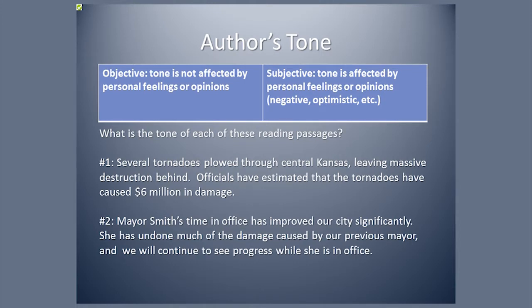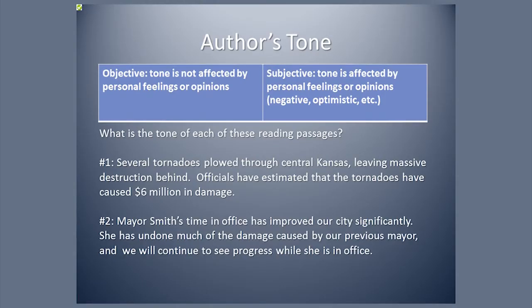The first example says, several tornadoes plowed through central Kansas, leaving massive destruction behind. Officials have estimated that the tornadoes have caused $6 million in damage. Now let's look at the second example. Mayor Smith's time in office has improved our city significantly. She has undone much of the damage caused by our previous mayor, and we will continue to see progress while she is in office. Which of these passages has an objective tone?